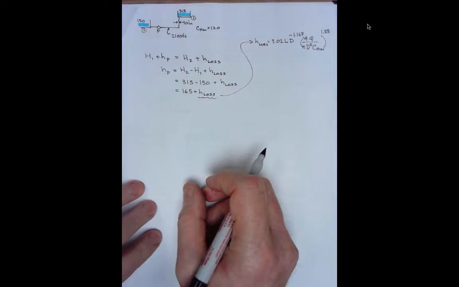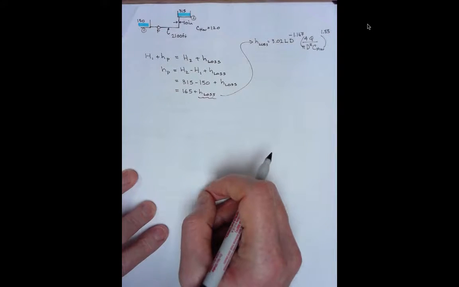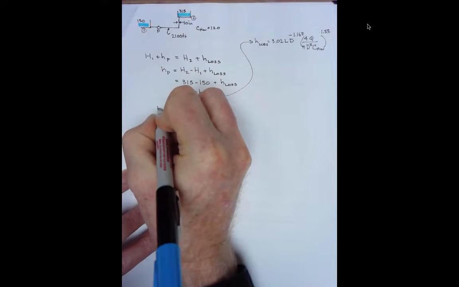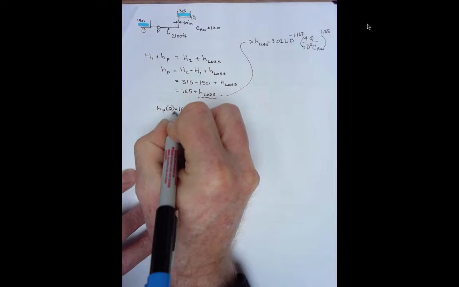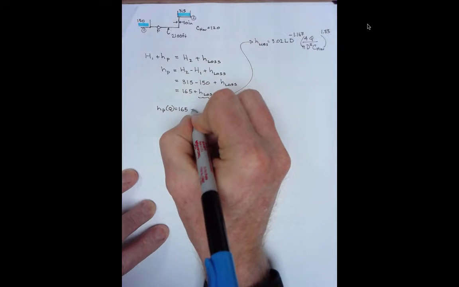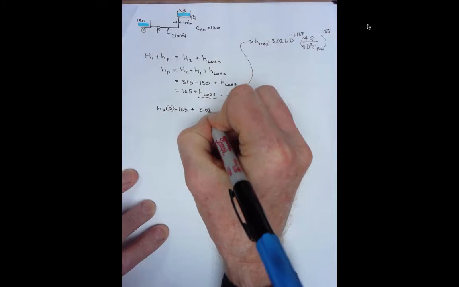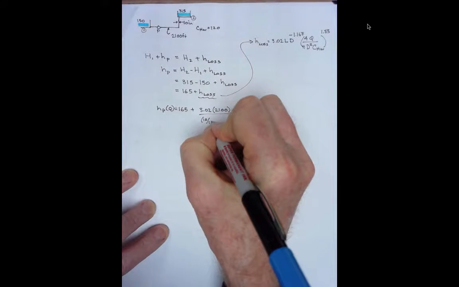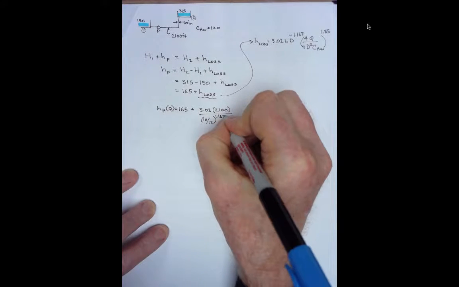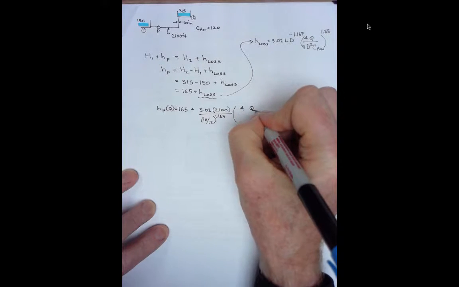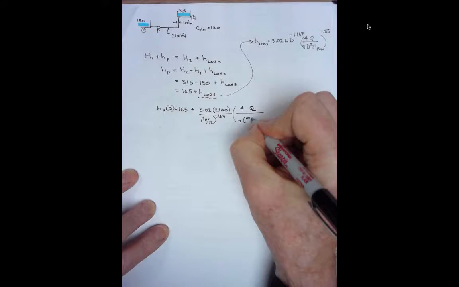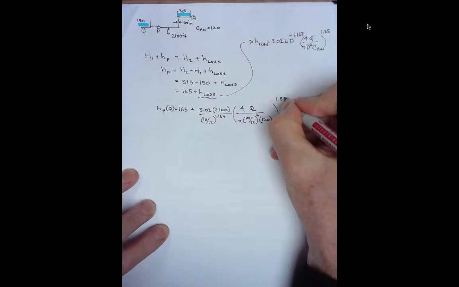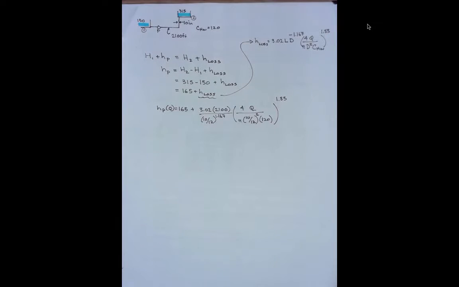If we gather the constants, so our performance curve, so this is the energy the pump has to provide, is 165 plus 3.02 times 2100 divided by (10 over 12) to the 1.167 power, times the quantity 4q divided by pi times (10 over 12) squared times the Hazen-Williams coefficient, which is 120, and that's raised to the 1.85 power. So as we change q, we'll have to change the added head of the pump.